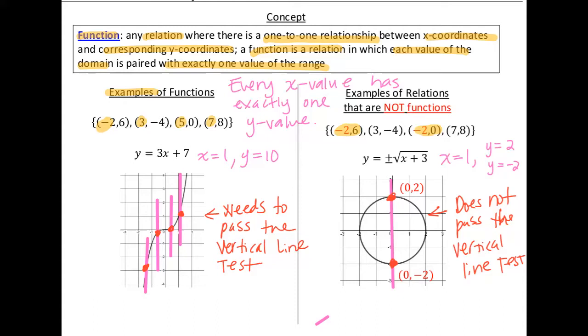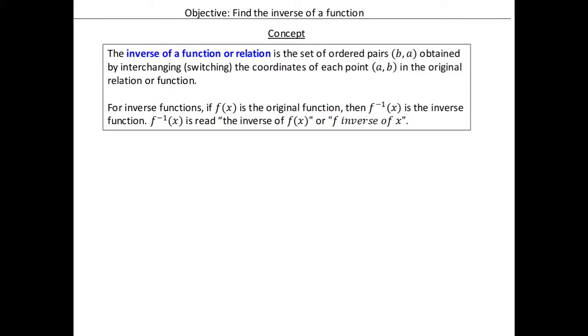If it has more than 1, then it's not a function. So next, let's go over the inverse now. Our main goal is that we need to find the inverse of a function. We talked about a relation, we talked about what a function is. Now we need to talk about what's the inverse, okay?